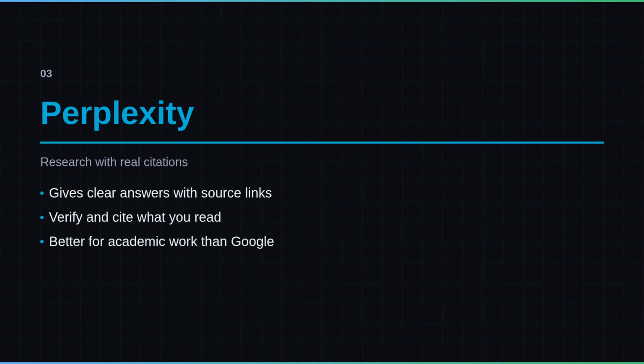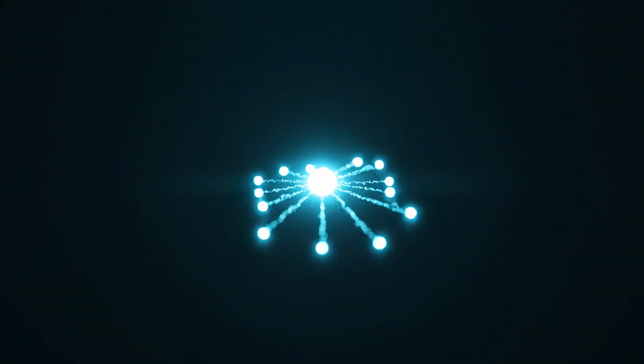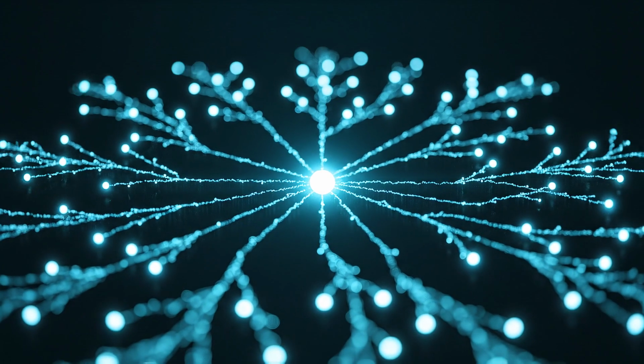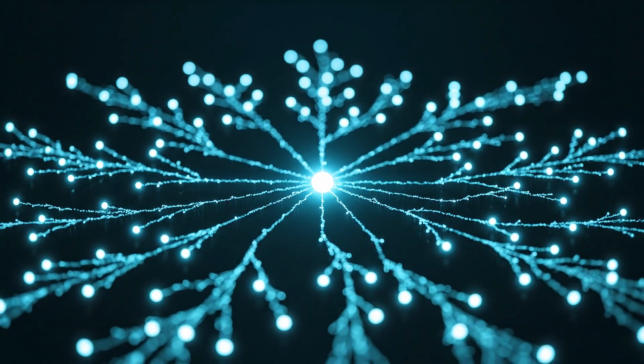Third, Perplexity. When you need to research something, it gives you clear answers with real source links so you can verify what you're reading and actually cite it. That makes it far more useful for academic work than a regular search engine.